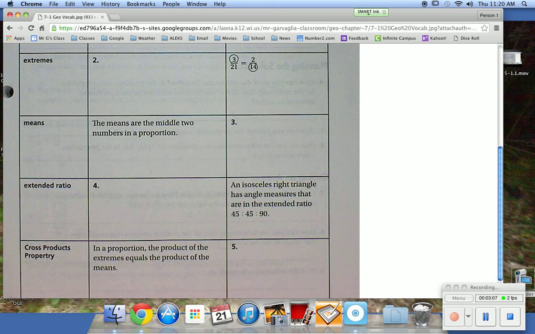An extended ratio. An isosceles triangle has angle measures of 45, 45, 90. We've talked about 45, 45, 90 triangles, haven't we? 45, 45, and 90. All right? This is something that you need for the ACT. A 45, 45 triangle is always 1, 1, square root of 2. It's always those lengths. So a length of 1, a length of 1, and a length of square root of 2. It is always that. All right?